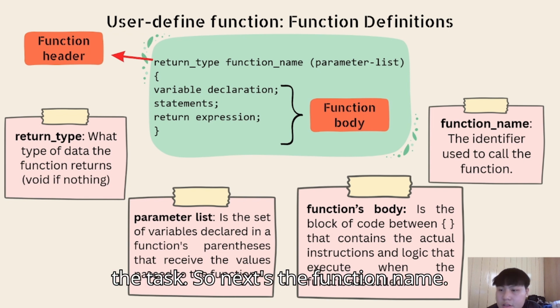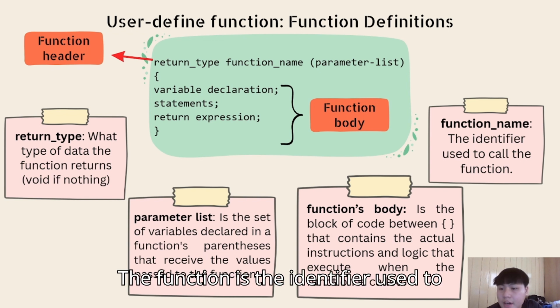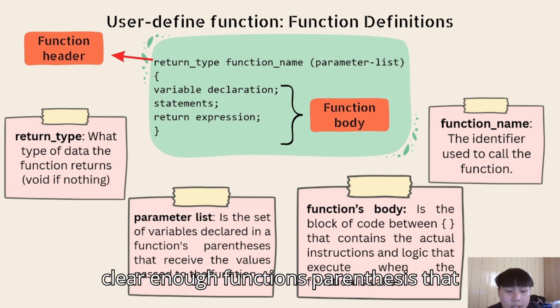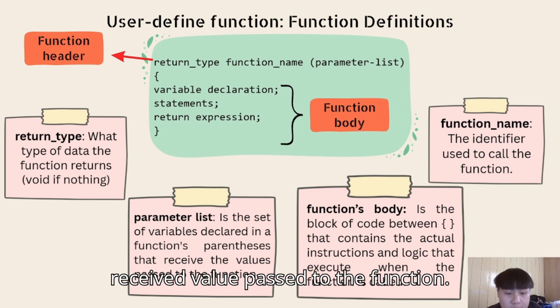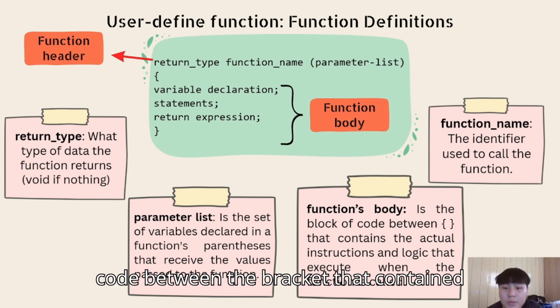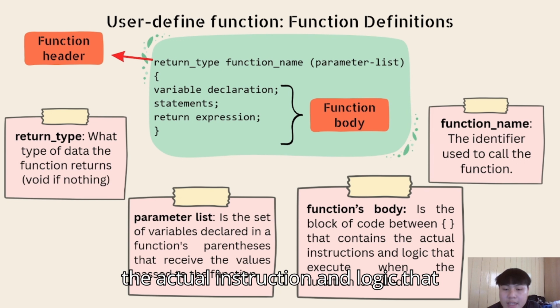Next, the function name. The function name is the identifier used to call the function. The parameter list is the set of variables declared in a function's parentheses that receive the values passed to the function. The last one is the function body. The function body is the block of code between the brackets that contains the actual instructions and logic that execute when the function is called.